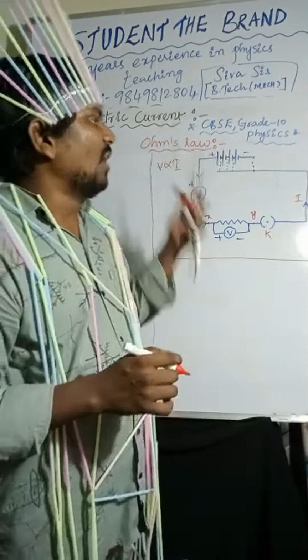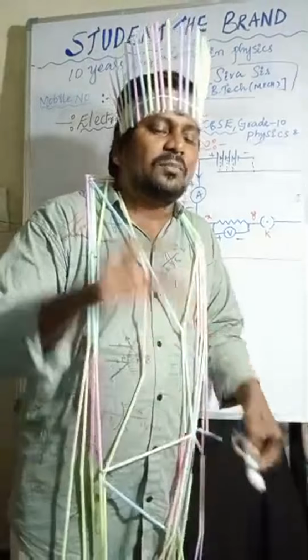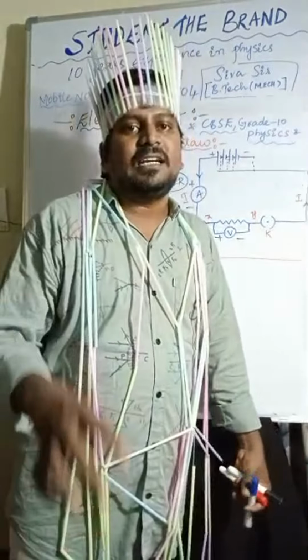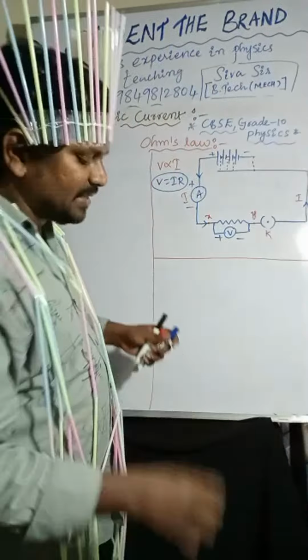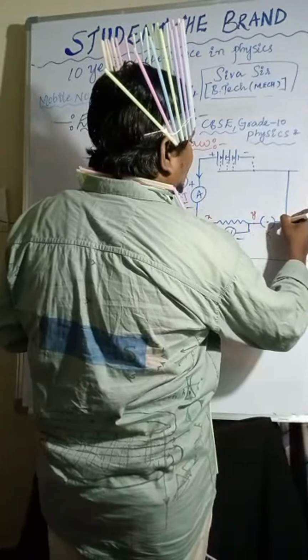V is directly proportional to I. V equals IR. That is nothing but Ohm's law. The potential difference across the ends of the given metallic conductor is directly proportional to current flowing through it. Yes or no?